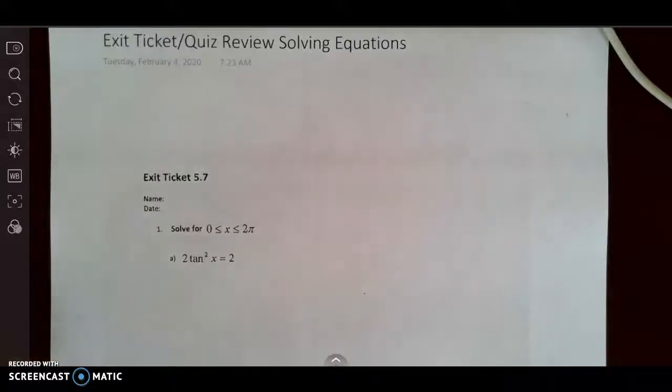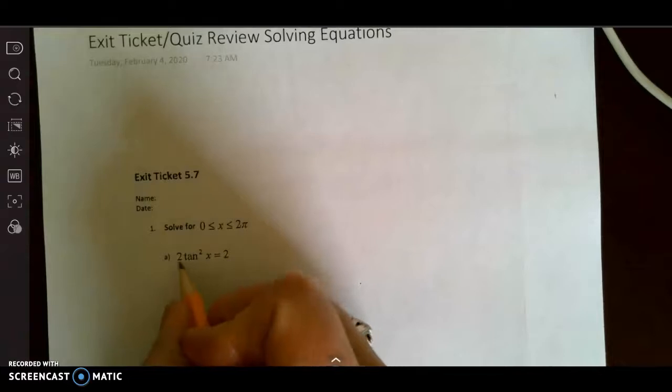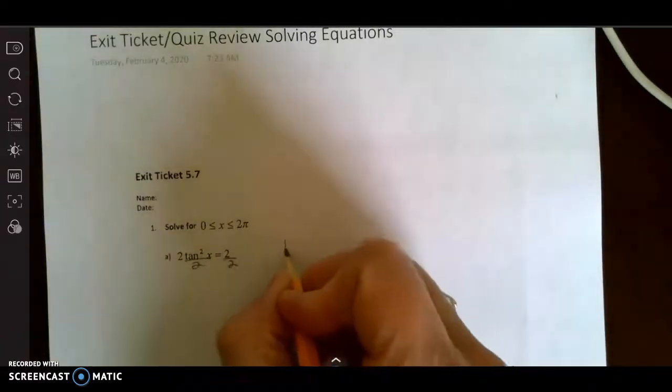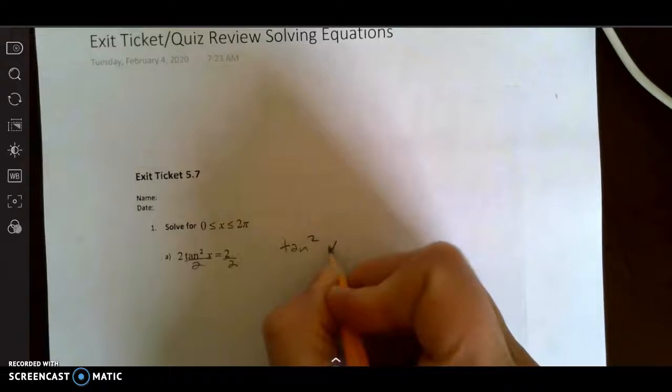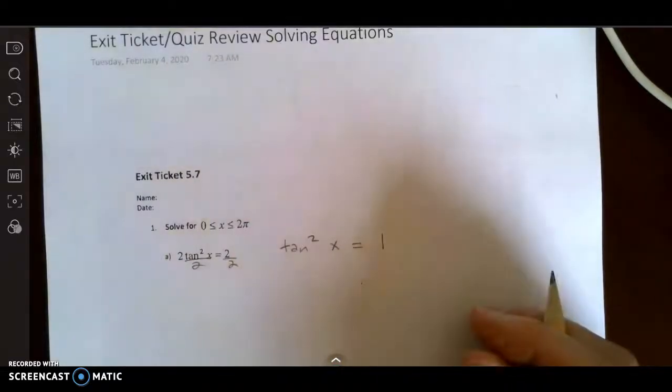I think this exit ticket is the best quiz review as far as what the quiz is going to look like. This is what the quiz is going to look like. Okay, so let's do this first one. I'm going to have to first divide both sides by 2. And I get that tangent squared of x equals 1.